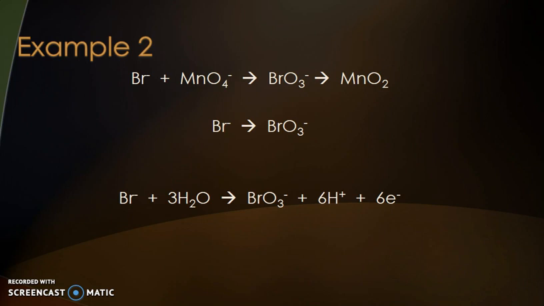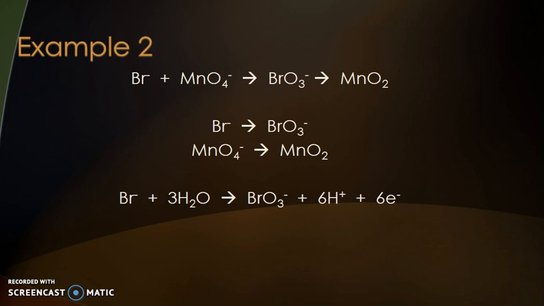Permanganate can actually turn into a variety of different things, including manganese dioxide. In the past, we've always done the ones where permanganate turns into the Mn2 plus ion, and that's what happens in acidic conditions. But in neutral and basic conditions, we do get different products. So here's one of the options, manganese dioxide.